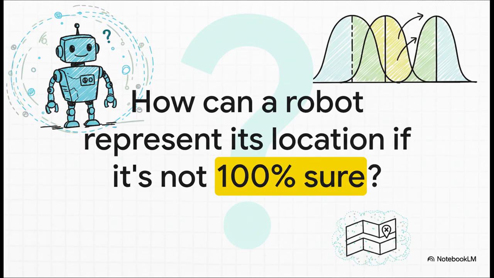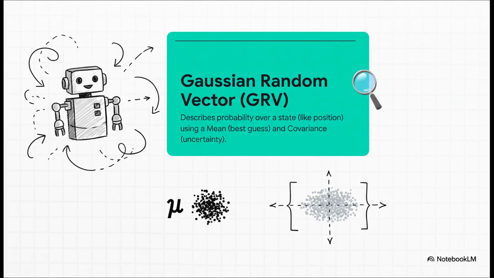Well, the answer is to embrace the uncertainty and give it a shape. And that shape is a Gaussian. We model the robot's belief as something called a Gaussian random vector, or GRV. And this is where things get really cool, because this lets us boil down a whole universe of possibilities into just two things. First, the mean, which is simply the robot's single best guess, and second, the covariance, which is way more than just a number. It's a matrix that describes the size and shape of our uncertainty. It tells us not just how uncertain we are, but how those uncertainties are connected.